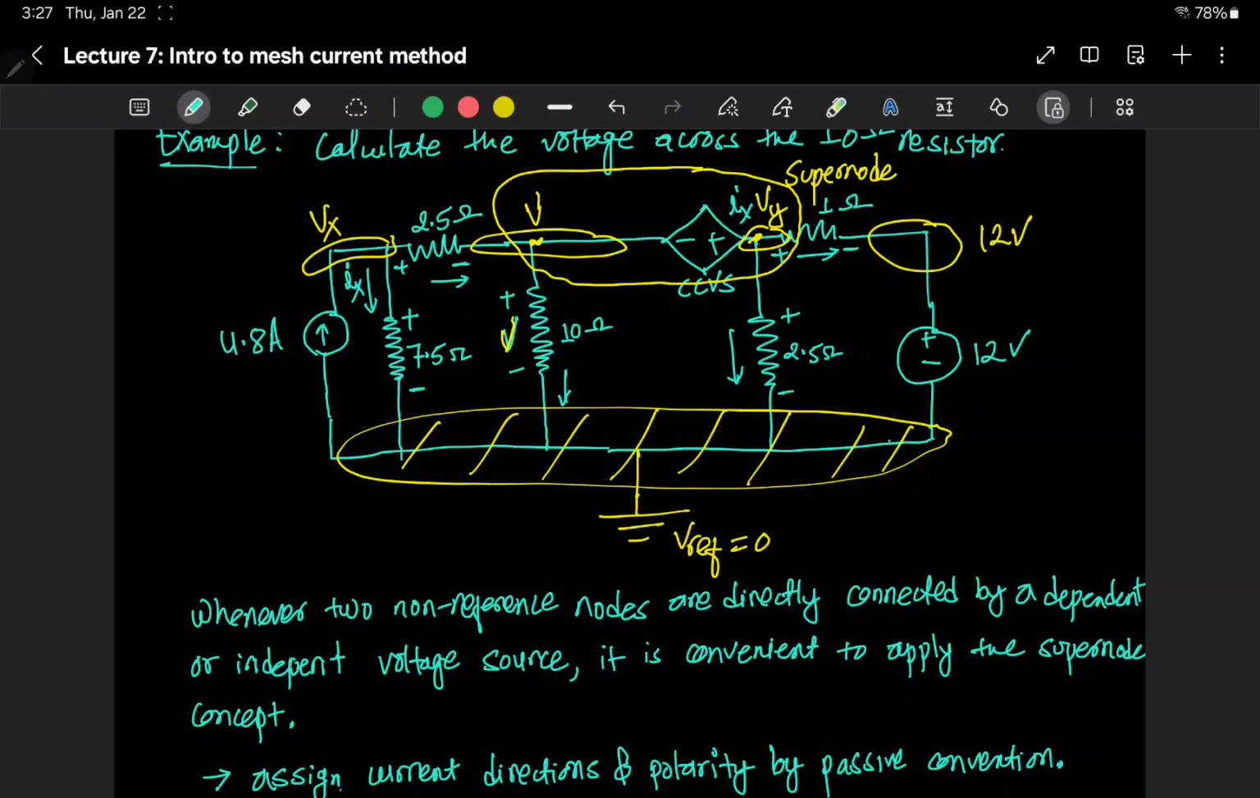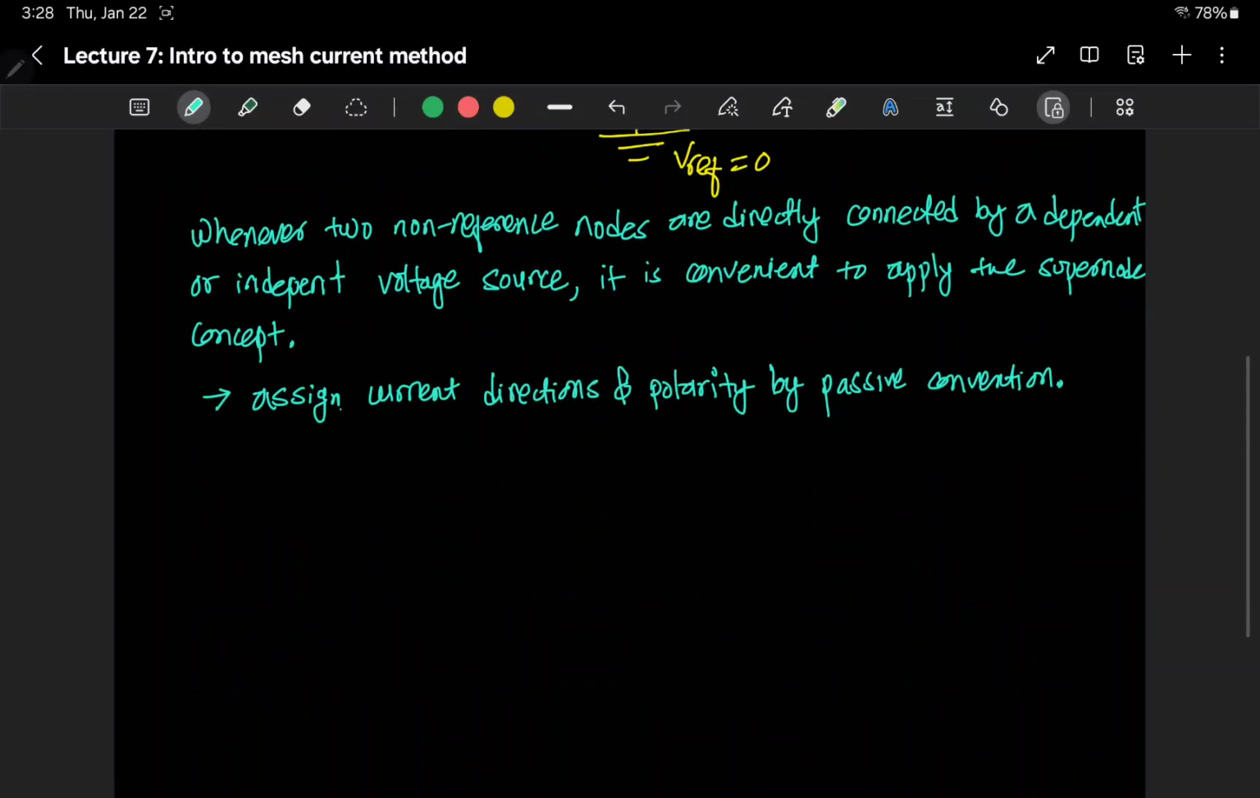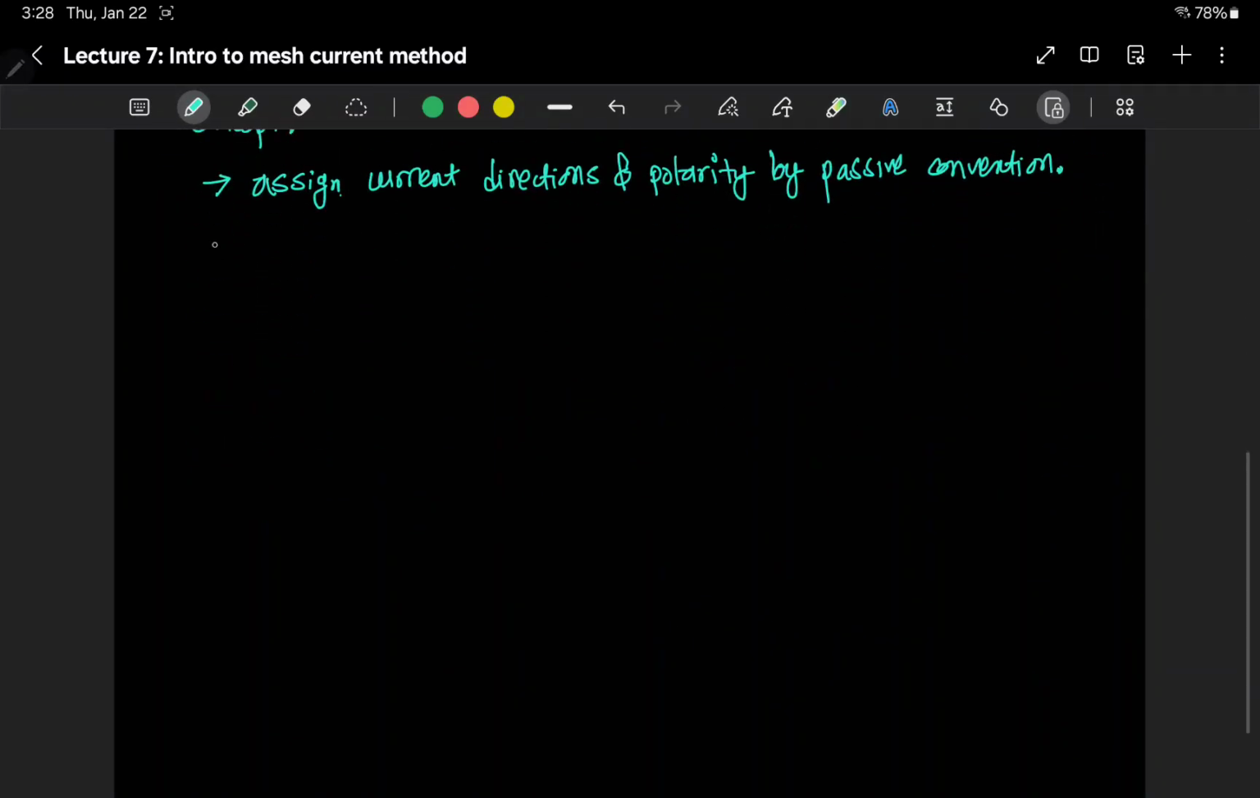So now we have that, we can start applying Kirchhoff's current law at the supernode. In the supernode here, the incoming current will be this current, which is Vx minus V divided by this 2.5, and outgoing currents. So this voltage is V. So V minus 0 divided by 10, that is one of the outgoing currents. The other one is Vy minus 0 divided by 2.5, and we have a third outgoing current, which is Vy minus this voltage, which is 12 volts, divided by 1 ohm resistor. So basically write that one down here, KCL at the supernode.